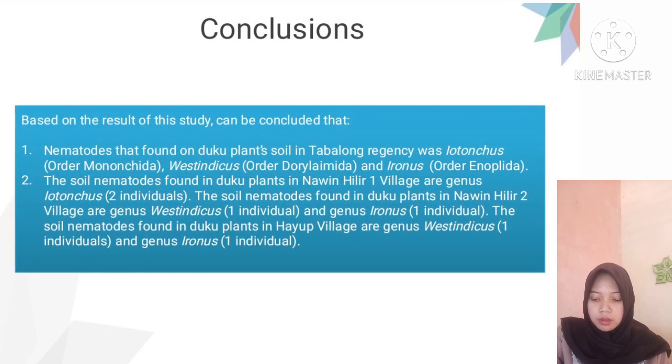Conclusion. Based on the results of the study, it can be concluded that nematodes found in Duku plant soil in Tabalong Regency were Eotylenchus from the order Mononchida, Westindicus from the order Dorylaimida, and Ironus from the order Enoplida. The soil nematodes found in Duku plants in Nominhular village are genus Eotylenchus, in Nominhular village are genus Westindicus and Ironus, and in Hayu village are genus Westindicus and Ironus.